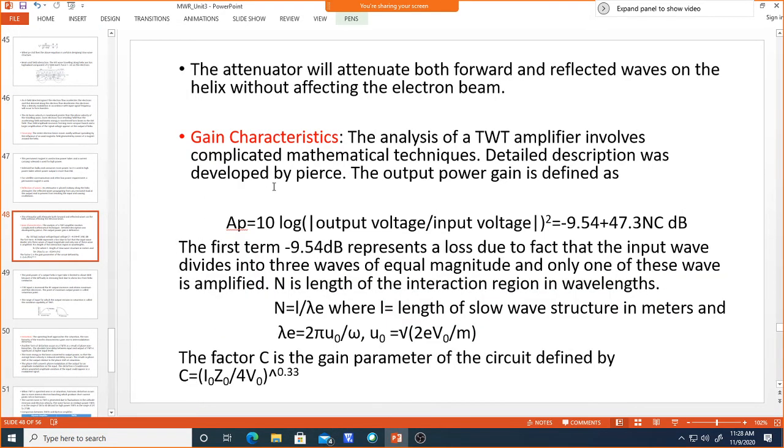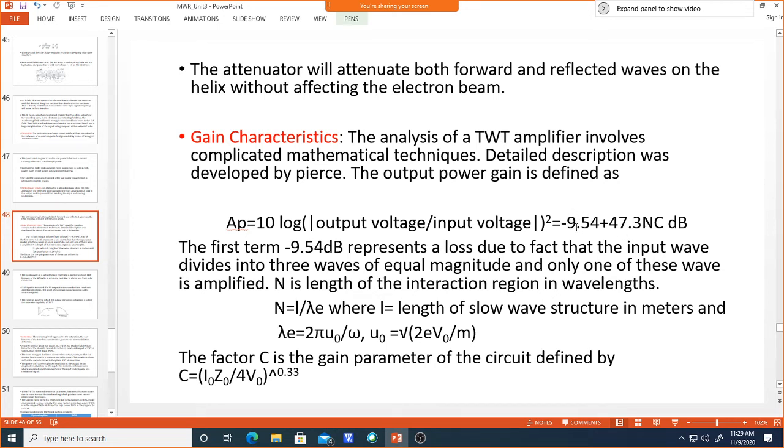So now how can the gain characteristics of this TWT be analyzed? As we know, the output voltage by the input voltage, squared, if you take 10 log of this, it will give the value of the gain in terms of dB. So for this TWT, the output power gain can be calculated by using this equation. So this is the loss of this system.